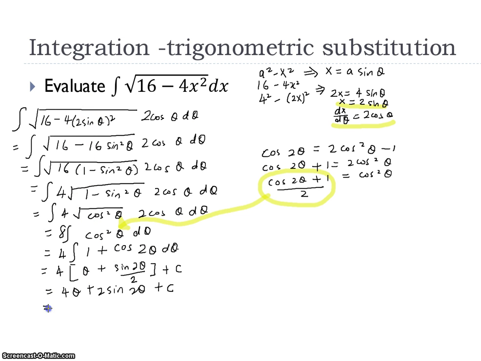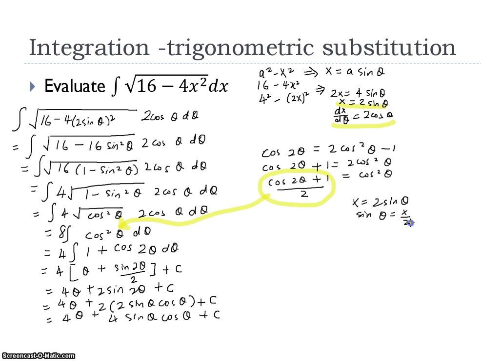We know that the double angle for sine 2 theta is 2 sine theta cos theta. So if we arrange it, we have 4 theta plus 4 sine theta cos theta plus c. Now we need to produce a triangle so that we can express all the theta terms in x. From the beginning, we have x equals 2 sine theta. In other words, sine theta equals x divided by 2.